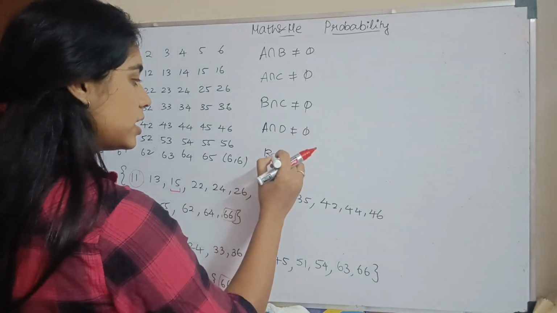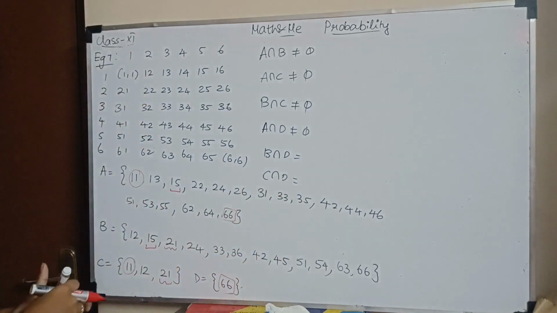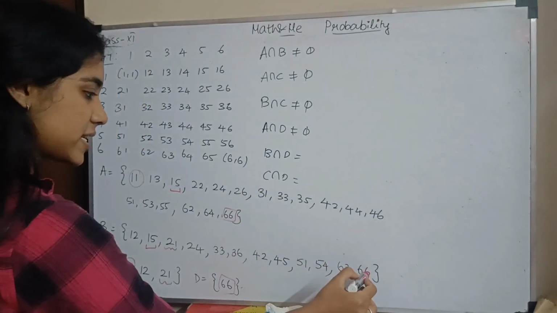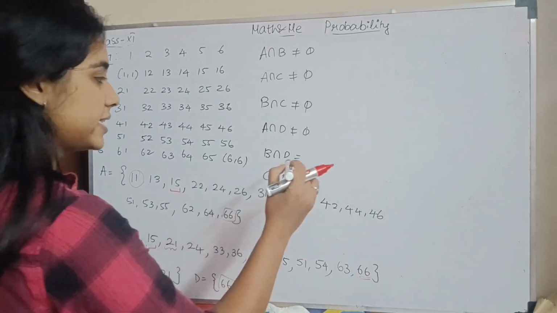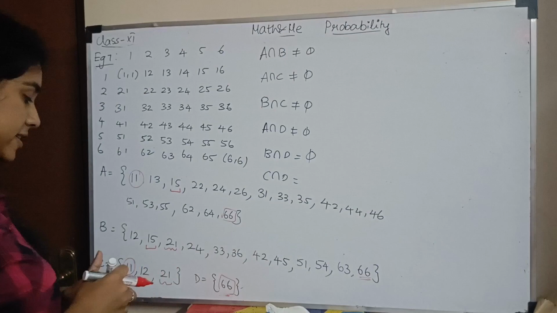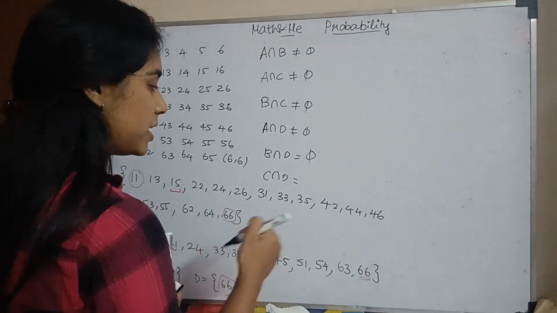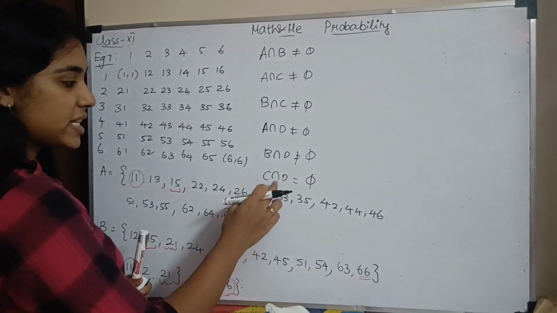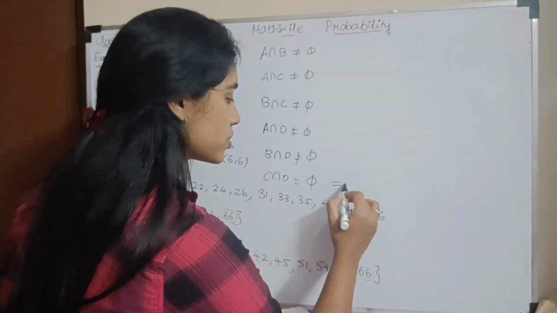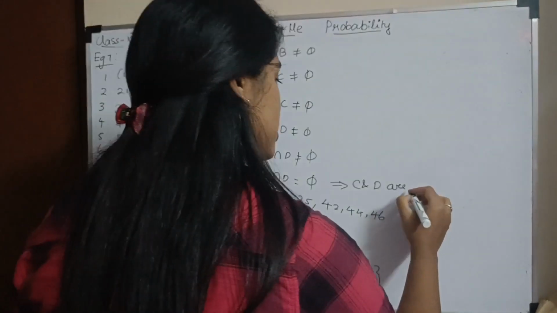Let me check for B intersection D and C intersection D. B intersection D என்ன இருக்கு? I have a 6, 6 here also. So I have a 6, 6 and a 6, 6. So B intersection D is also not a null set. C intersection D, they do not have any intersections. So it means this is a null set. This is not equal to null set. So only C and D are mutually exclusive.